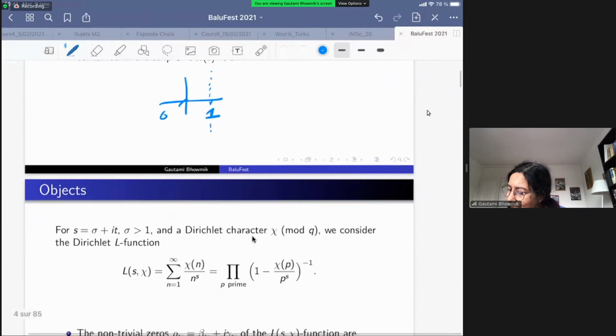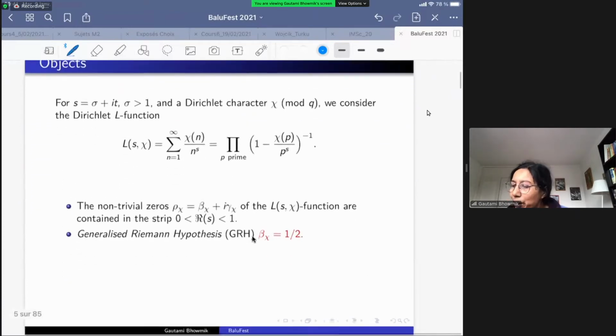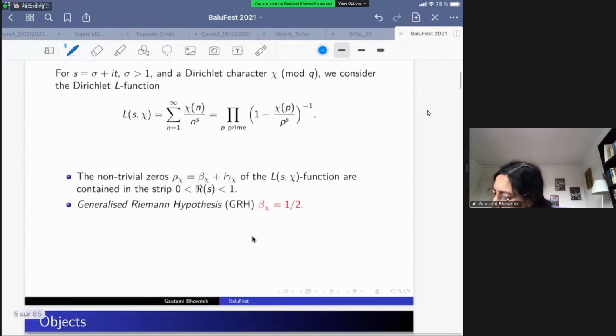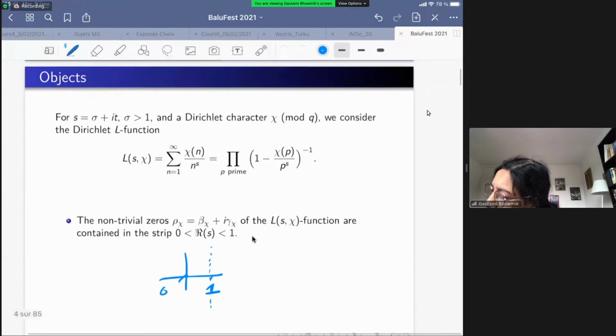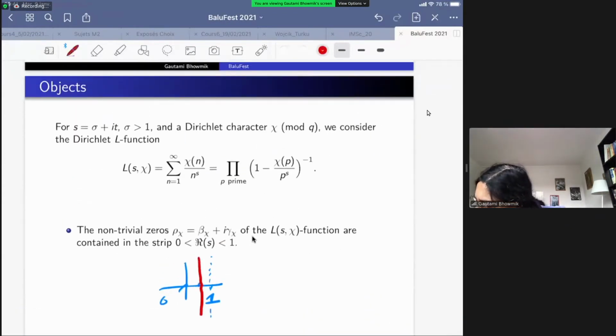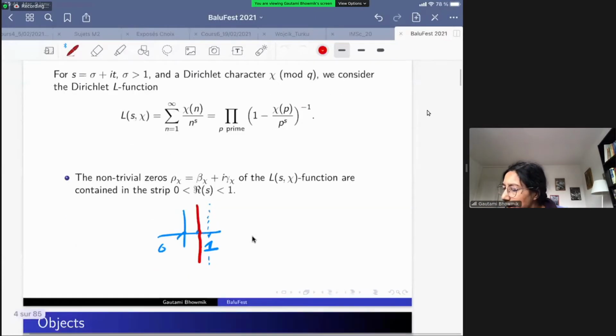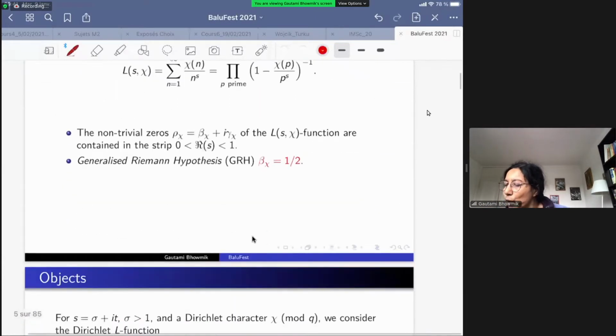Okay, and then what happens? Where do you expect them to be? Of course, you expect them to be here. So if you wrote out your zero as beta plus i times gamma, the chi need not be mentioned, then the beta should be equal to half according to the GRH, the generalized Riemann hypothesis.